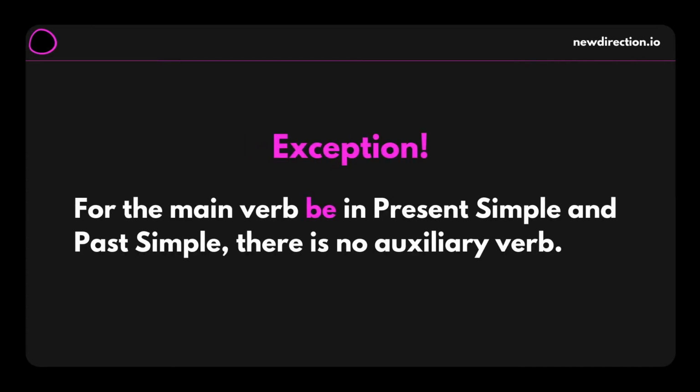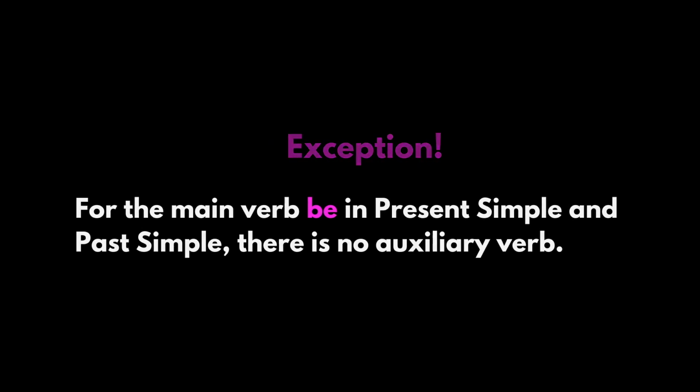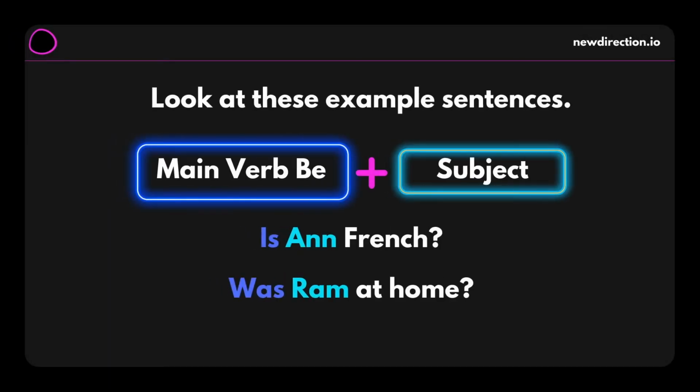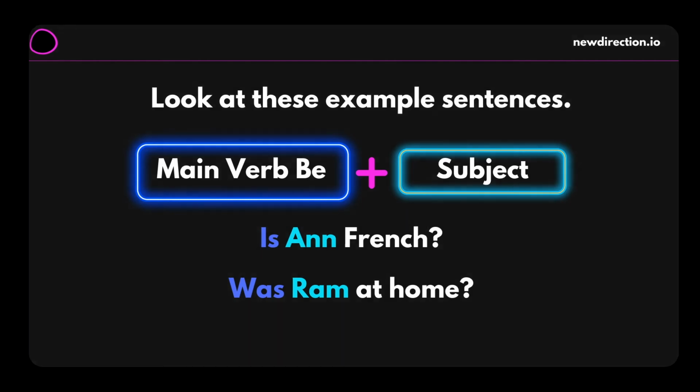But again, with the main verb be, we don't need an auxiliary verb. Let's have these examples. Is Anne French? Yes or no? Was Ram at home? Yes or no? With this, we have only the main verbs is and was, and the subjects Anne and Ram. Additional information are included such as French and at home. Again, these two sentences end with a question mark.